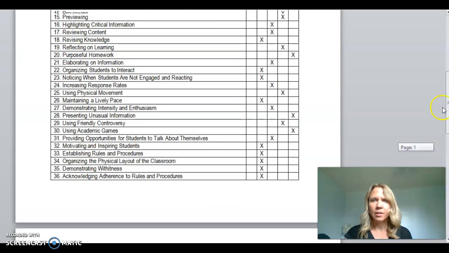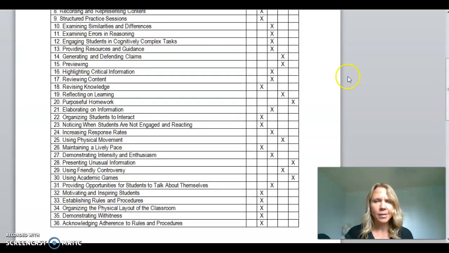So for my focus, I decided to choose academic games to work on because that was a weakness here, and presenting unusual information. We didn't do purposeful homework because of COVID. Our school just decided that we weren't going to do homework this year. So usually I do, and I already have big plans for next year for being able to finish their reading assignments, basic math facts, things like that for homework. So that's why I did not choose purposeful homework.